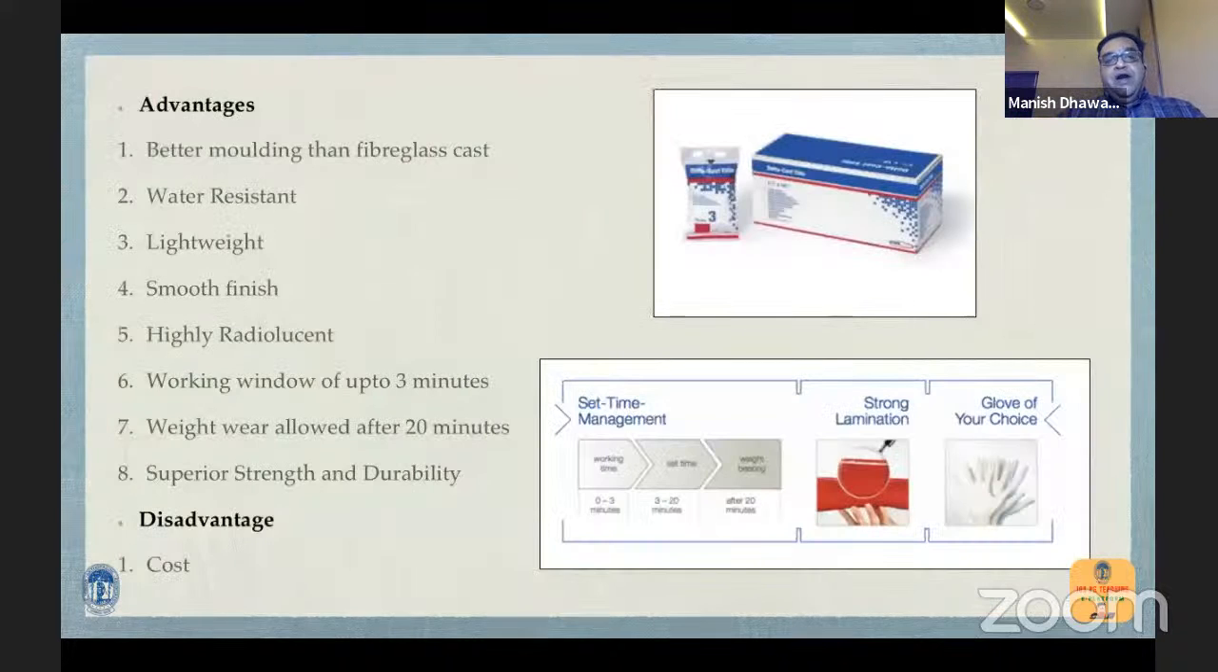Now, what are the advantages of Delta cast? It has better molding than fiberglass cast. It is water resistant, lightweight, smooth finish, highly radiolucent, with a working window of up to 3 minutes. It's enough time to mold it, and weight bearing can be allowed after 20 minutes. It has superior strength and durability. The disadvantage is the cost. It is also available in India.